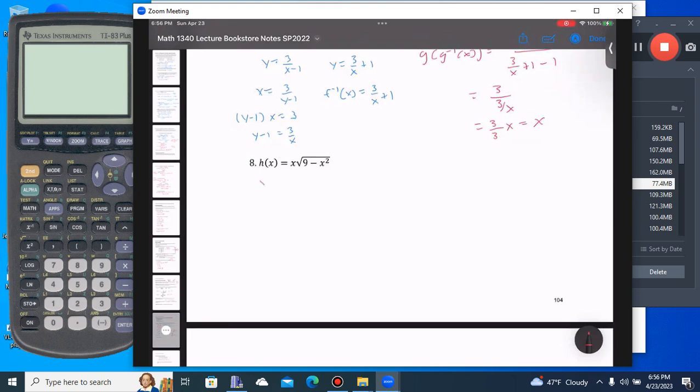Next one, y equals x times the square root of 9 minus x squared. Switch your x and y. X equals y times the square root of 9 minus y squared. Now to do this, we're going to want to get these y's together. But that's really not going to be possible. Even if we squared it, we'll still have a square root there. So let's see what this graph looks like.